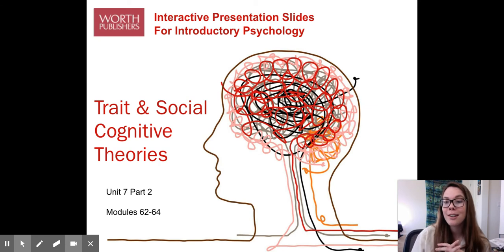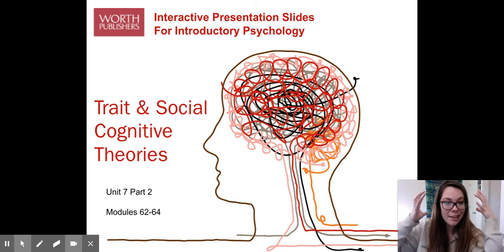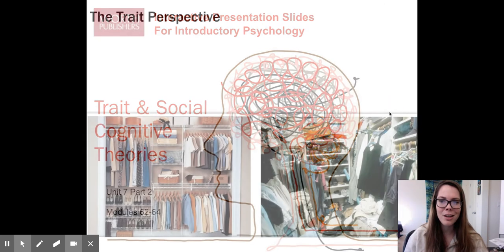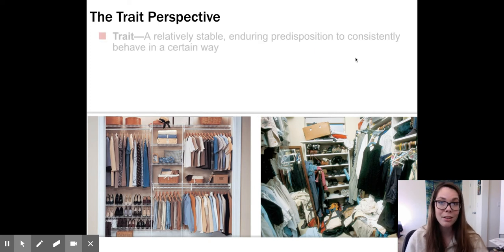So our module 62 is going to be on trait theory, and I want us to now put on our biological caps because we are going to be looking at personality through biology. So super fun, my friends. Let's hang in there and let's get started. So trait perspective, right? We are now looking at the bio lens of personality, okay?